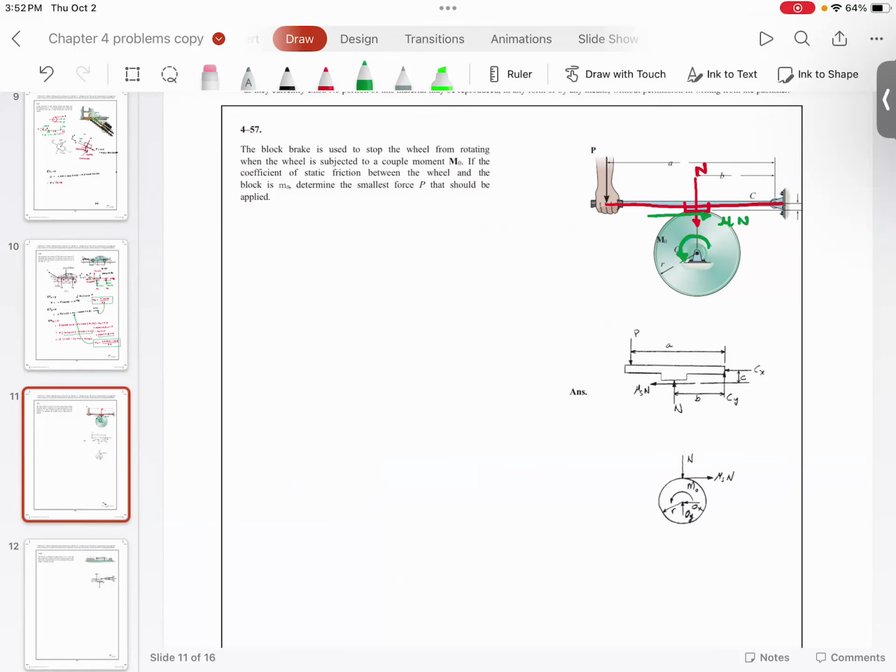And the frictional torque, frictional force is going to be mu times N. Frictional torque is equal to mu times N multiplied by the radius of the drum. So this is R, mu N times R. So how do these drum brakes work?